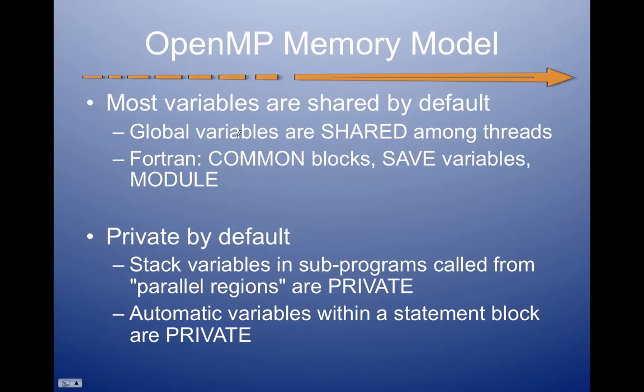For the memory model, all global variables are shared among threads. Okay, so that's the default. So every time you have shared variables that are modified by different threads, you have to be very careful. Either you add locks, or you have to add some mechanism to protect the access to the shared variable. What is private by default is all the stack variables. So when you have created a block and you put variable declarations there, they are private. And everything that is in subprograms called from the parallel regions is also private.